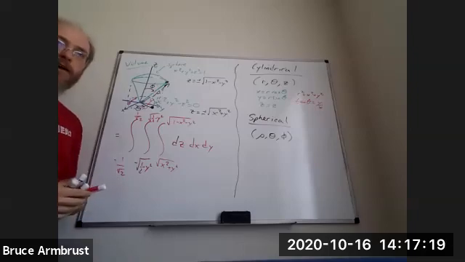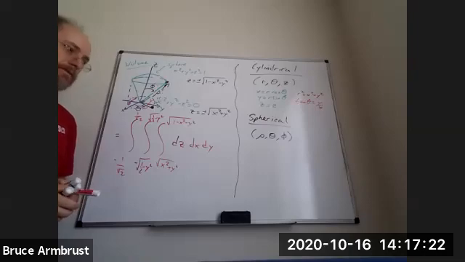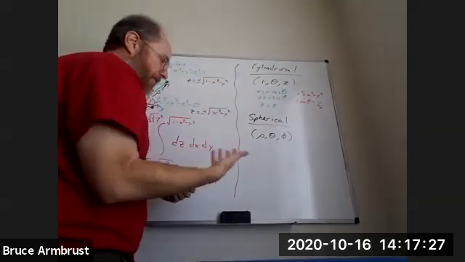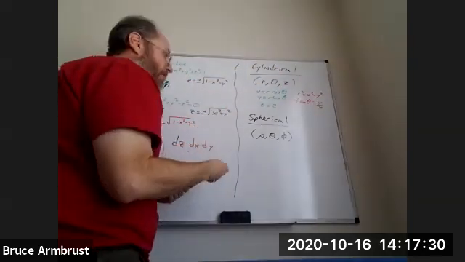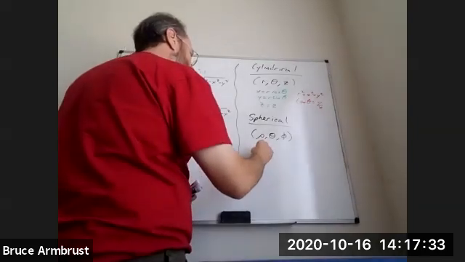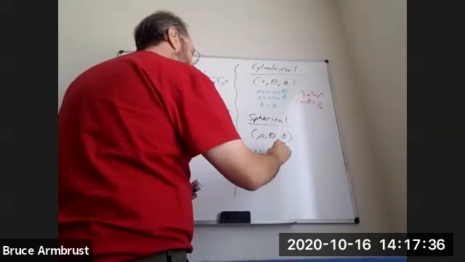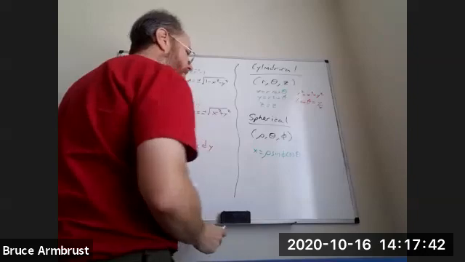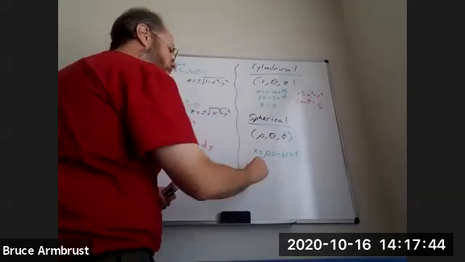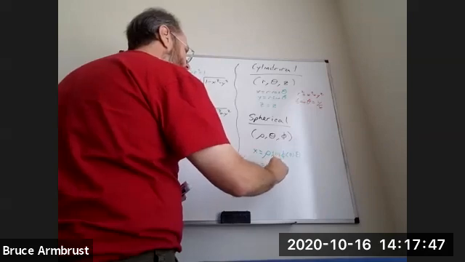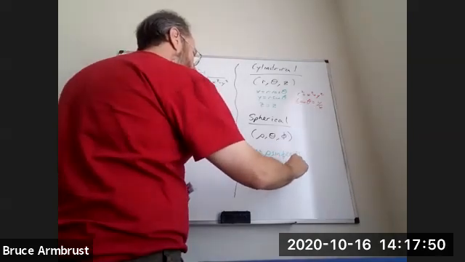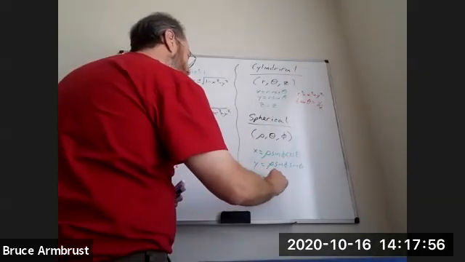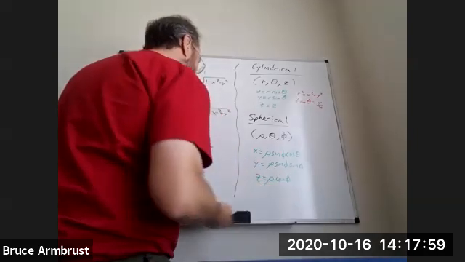Now, they also have conversions. Just like x and y can be written in terms of r's and thetas in cylindrical, they can also be done the same way in spherical, but it's a little bit more complicated. It's x equals rho sine phi cosine theta. y is rho sine phi sine theta. And z is rho cosine phi.